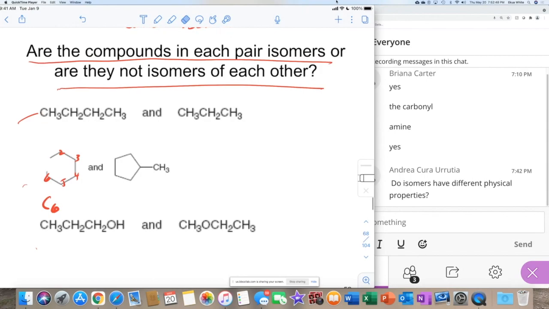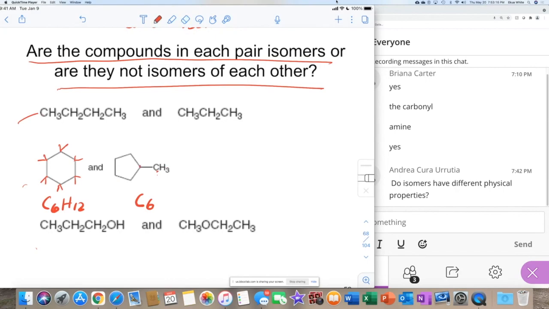And this has no double bond. That means we have the maximum number of hydrogens possible. I have 1, 2, 3, 4, 5, 6, 7, 8, 9, 10, 11, 12. 12 hydrogens. This one here, I have a carbon here, a carbon here, a carbon here, here, here, here. C6, 1, 2, 3, 4, 5, 6. Yeah, C6.